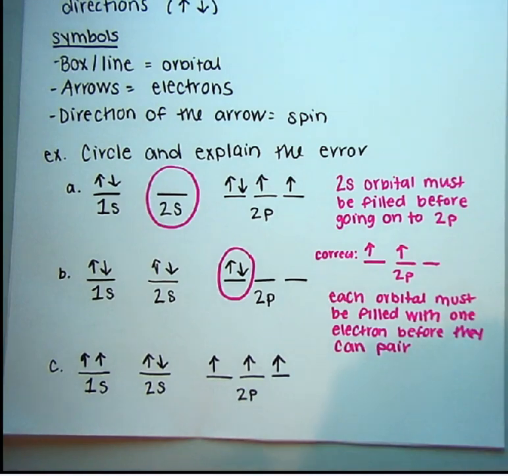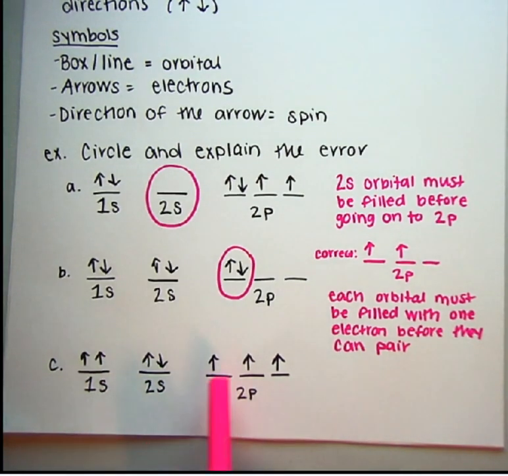Looking at this one, the Aufbau principle looks good. 1s is filled. Then we go on to 2s. The 2s is filled. Once the 2s is filled, I then put electrons in the 2p. That looks correct. Hund's rule looks good. 1 electron in each orbital before they can go back and pair.